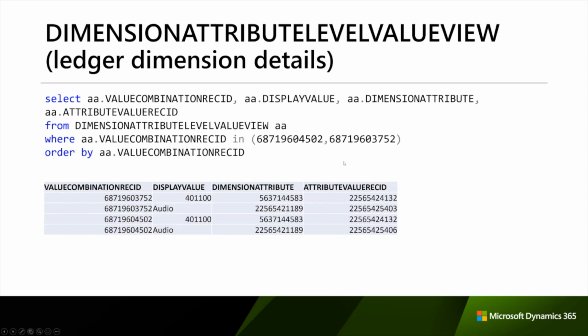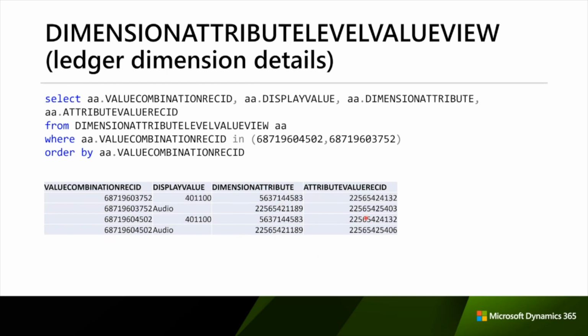Now, if we use the dimension attribute level value view, which is something like what I would call ledger dimension details, on the exact same two values, the 4502 and the 3752, we're going to start to see some more interesting things. First of all, we don't have two ledger dimensions anymore. We have 4 ledger dimension details. Each ledger dimension had 2 segments, so that's a total of 4. And we can see that 2 of them are for one and 2 of them are for the other. Again, the display values are identical. The dimension attribute is the next thing we're going to dig into just a bit.